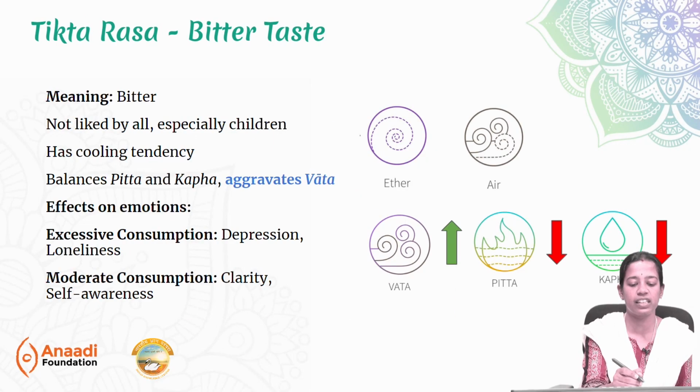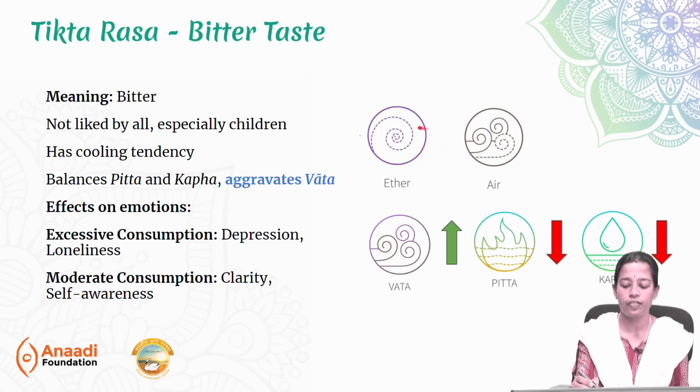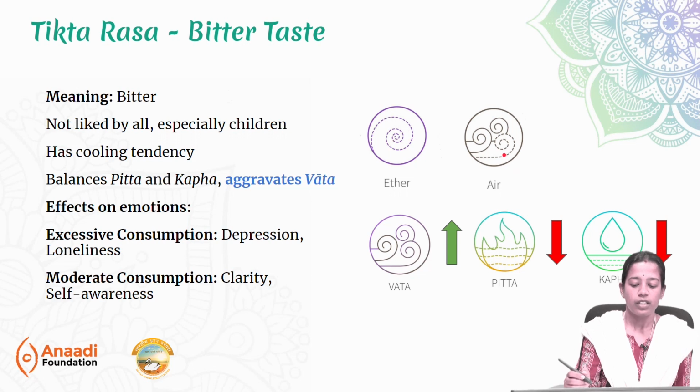Fifth is the Tikta rasa or the bitter taste. Tikta rasa is made up of ether or the akasha element and air, that is the vayu element. It is not liked by all, especially children. One can only think about bitter gourd. There are people who have hated it all their life. But it's important to have that rasa in one's life as well.